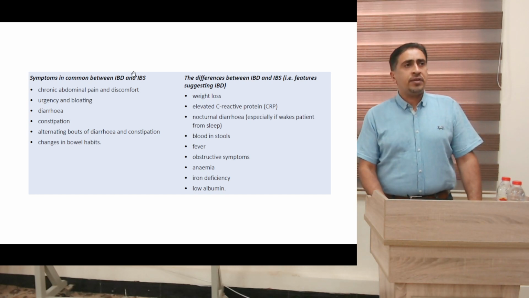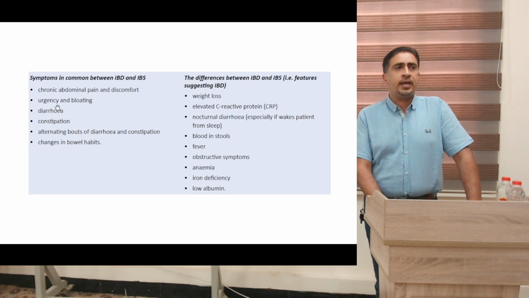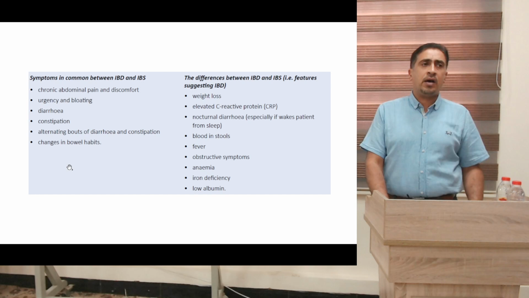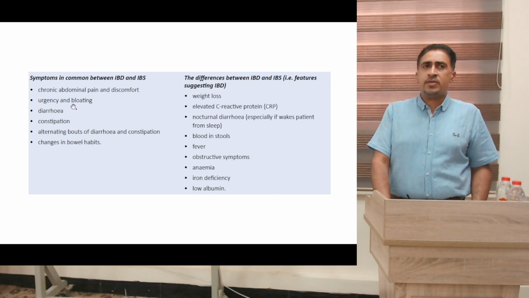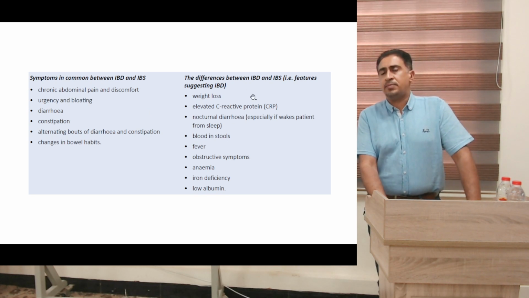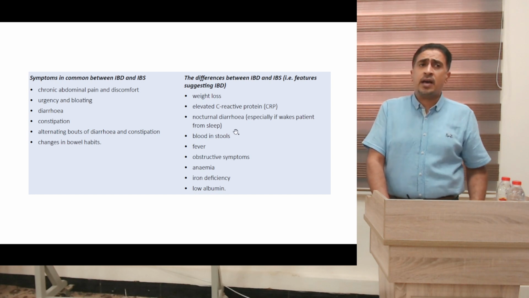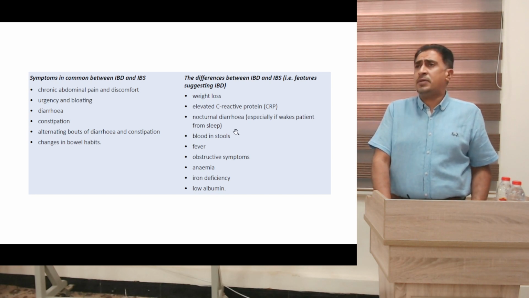So there are certain symptoms common between IBD and IBS, like abdominal pain, urgency, diarrhea, constipation, alternating bowel habit. So this is a common set of symptoms happening in both IBD and IBS. But when you see these symptoms and signs, you need to think about inflammatory bowel disease more than IBS: weight loss, elevated biochemical markers, nocturnal symptoms. Patients with inflammatory bowel disease usually have nocturnal symptoms, while IBS never awakens the patient at night.